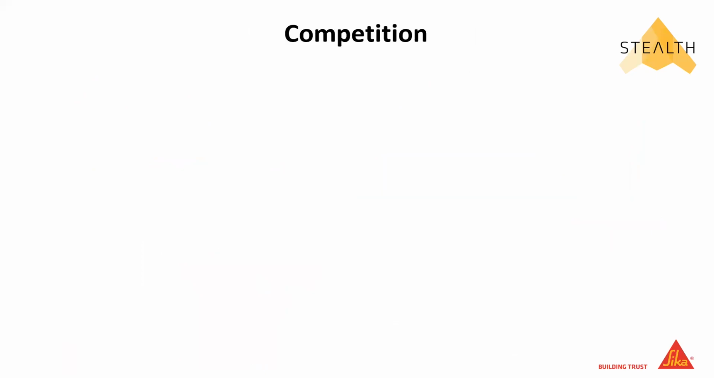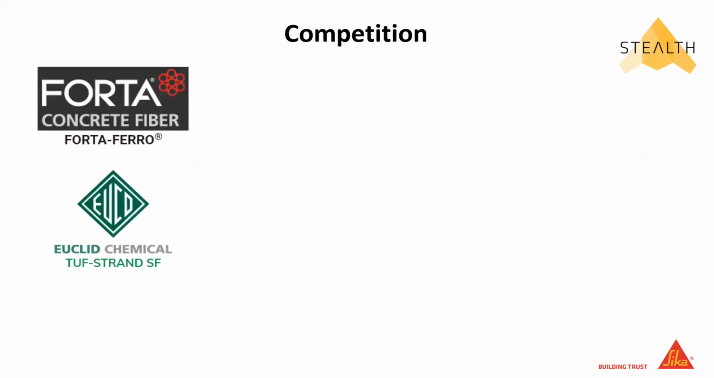As far as the competition, I mentioned some names to you. You're going to see a few of those names pull up here. I think this is a neat little slide. I just put it together for your viewing pleasure. These are my two big competitors. Not sure if you've ever heard of these two companies over in Barbados, but Forta Fiber, great product, nothing wrong with it. Euclid, their Tuff-Strand fiber, not a bad product whatsoever.